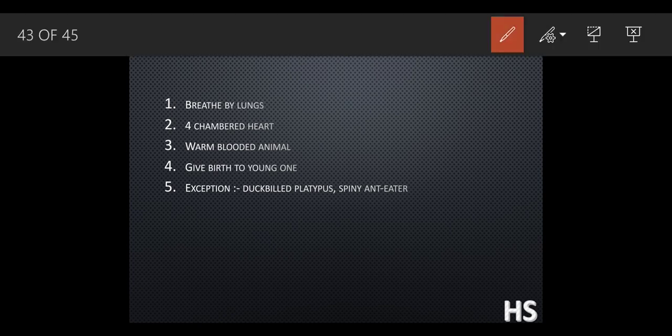Mammal class. These mammals are very important. Even we are mammals, the humans. Monkey, apes, cat, dog. This is a very big classification. See, most of the similarities I am going to show. They breathe by lungs, even in the class of Aves they breathe by lungs. They have a four-chambered heart. They are warm-blooded. Okay, there is an exception out here.